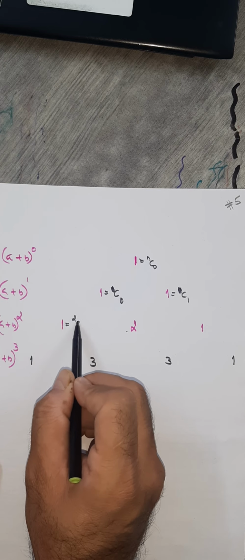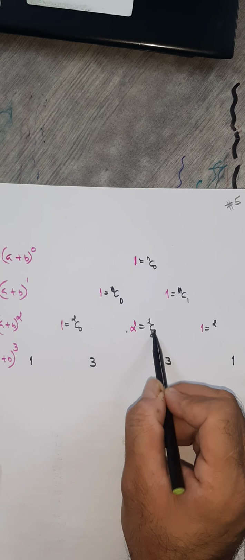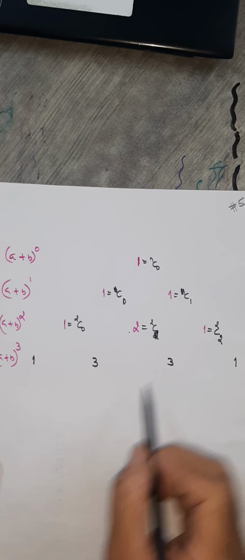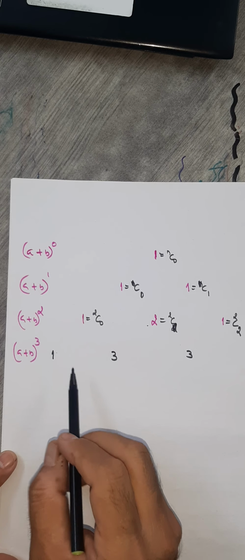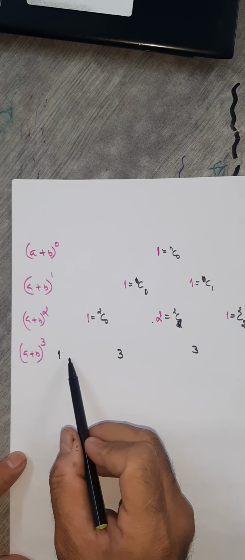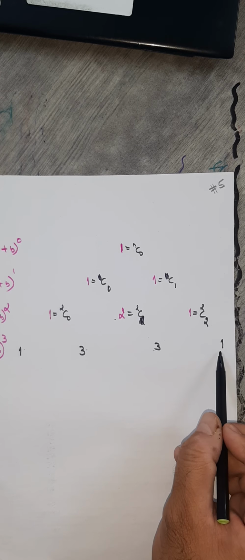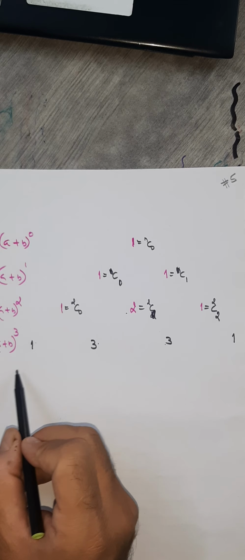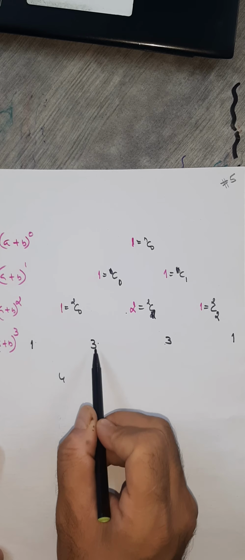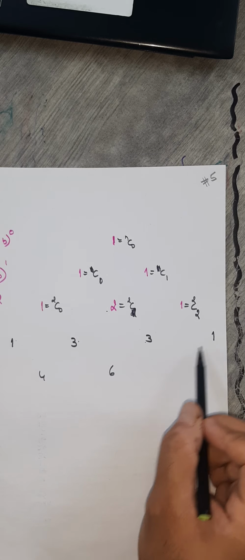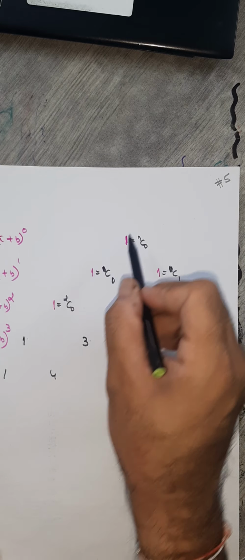What about this? Here this is nothing but 2C0, this is 2C1, this is 2C2. This is nothing but 3C0, 3C1, 3C2 and 3C3, remember. If you want to write the next line, you write the sum of these two, which is 4, the sum of these two, which is 6, the sum of these two, 4, and then again you put 1, 1 at the end. So you'll get a triangle like this.